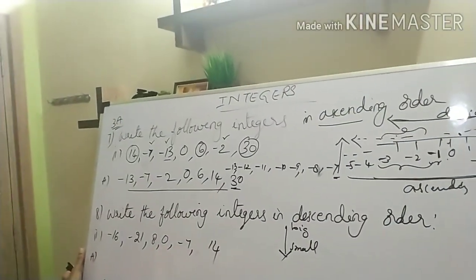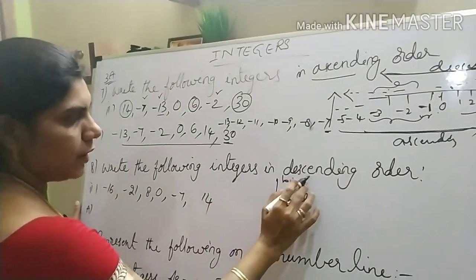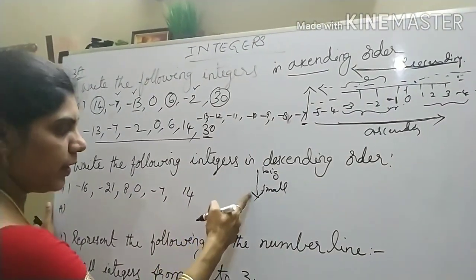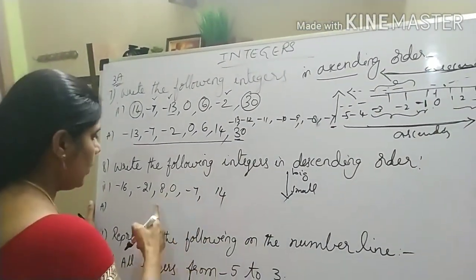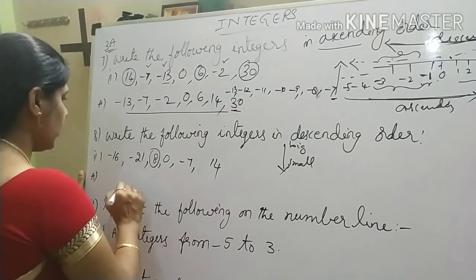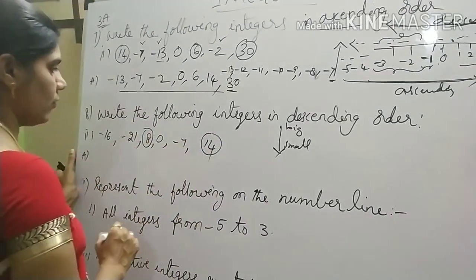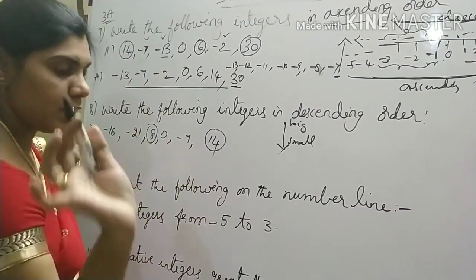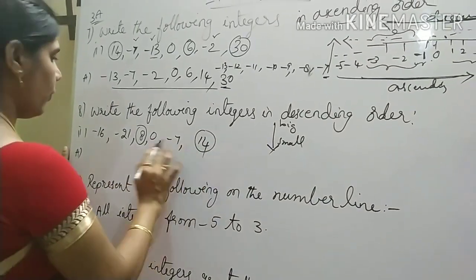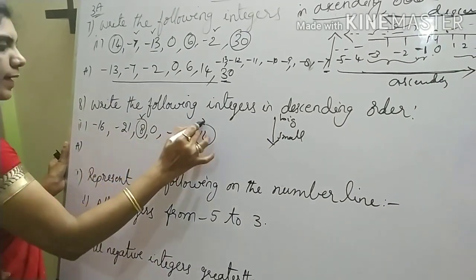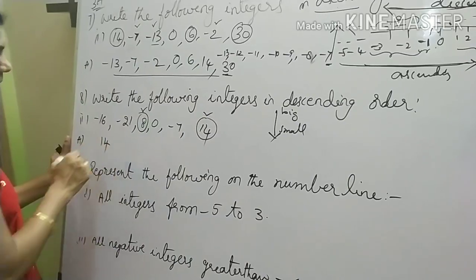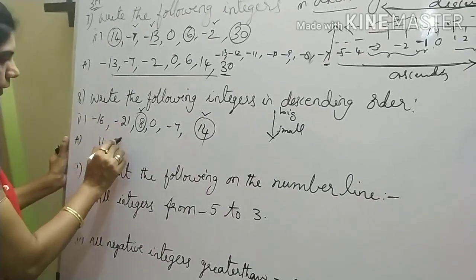So here, what are we writing? Descending order. Descending order means big number to smaller number. Big number means you have to choose the positive numbers first. So these are positive numbers. 0 is not a positive number, not a negative number. So what is the bigger positive number among 8 and 14? 14. After that, write 8.